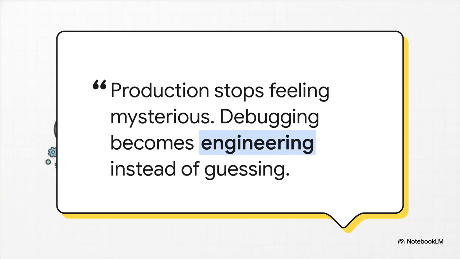We've covered a ton of ground in this explainer. The big takeaway is this: when you finally understand the infrastructure wrapped around your code, production completely stops feeling mysterious. Debugging stops being frantic guessing and becomes actual engineering. So I'll leave you with this thought. The next time those production alarms start blaring at 2 a.m., are you going to be the one guessing in the dark or the one engineering the solution?